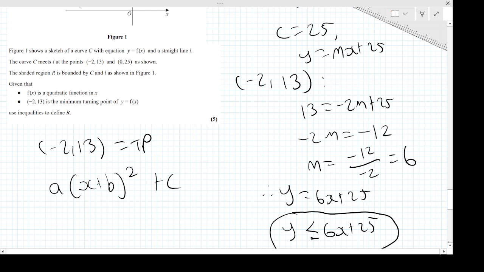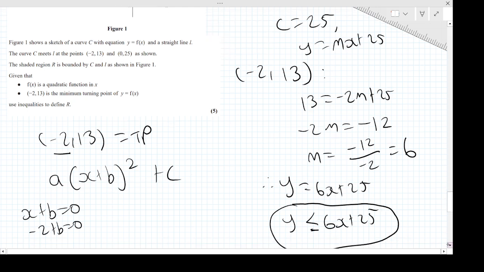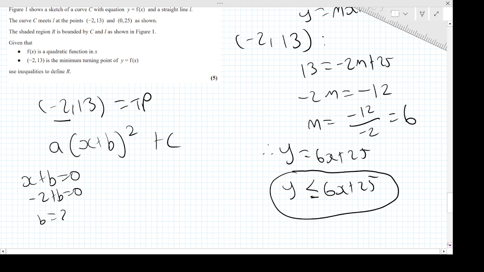So the turning point is -2, 13. That means that firstly, for a turning point, or a minimum point, the bracket has to be 0. So x plus b has to equal 0. But we know the x coordinate's -2. So -2 plus b is equal to 0. Therefore, b is equal to 2 if we solve that. Likewise, when the bracket's equal to 0, then the y value must be c. But we know the y value is 13. That means c is equal to 13.